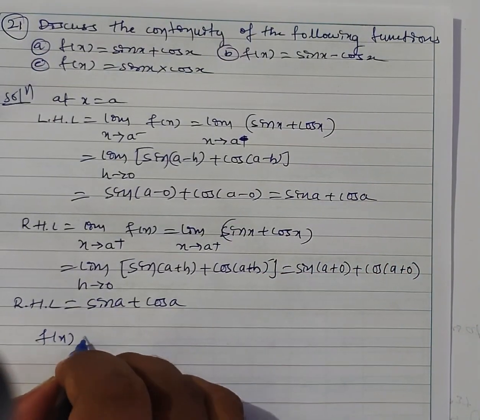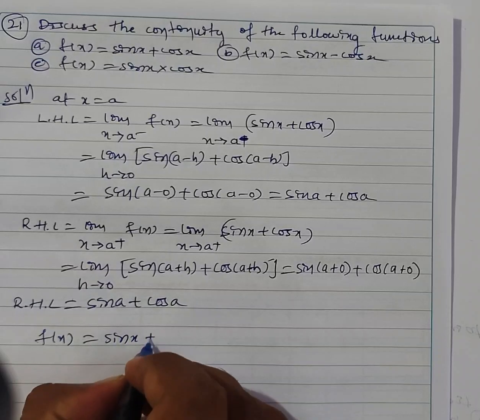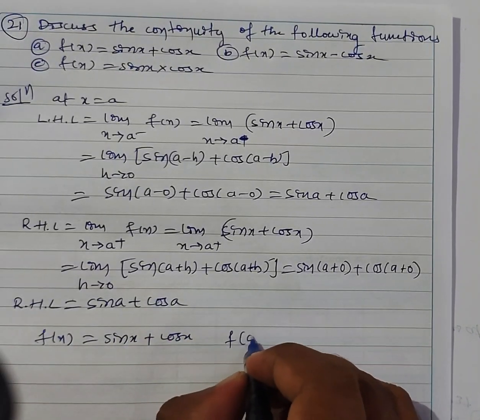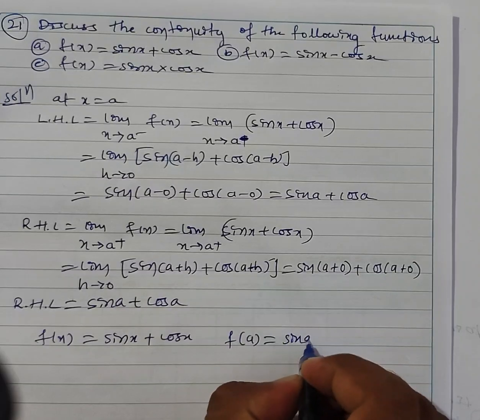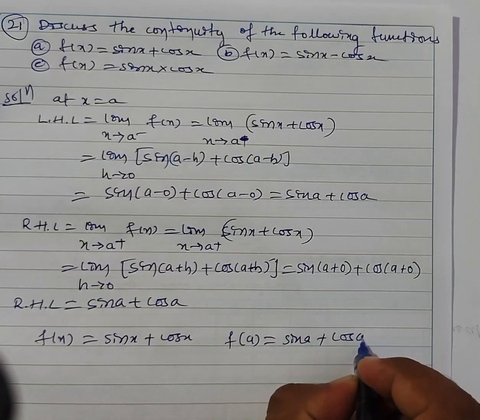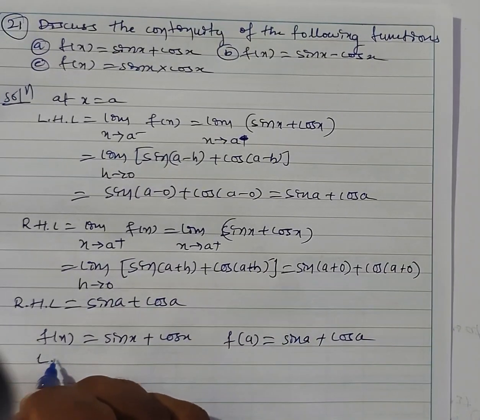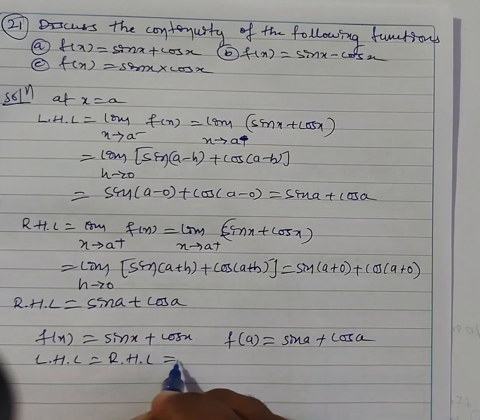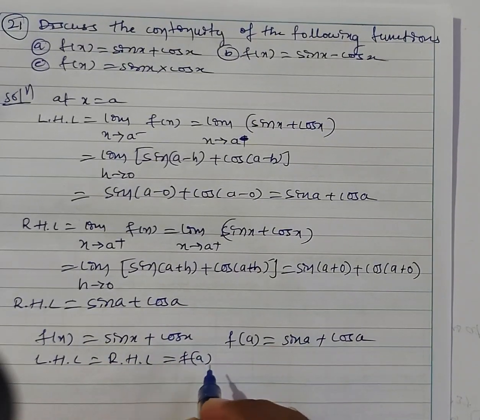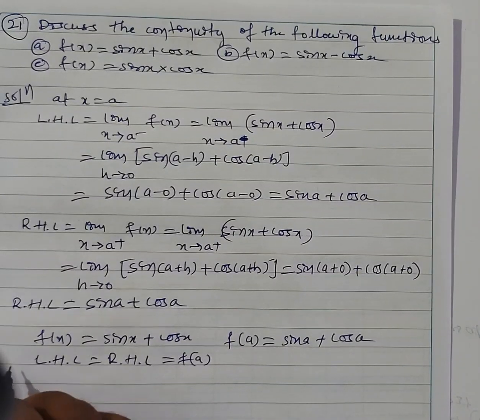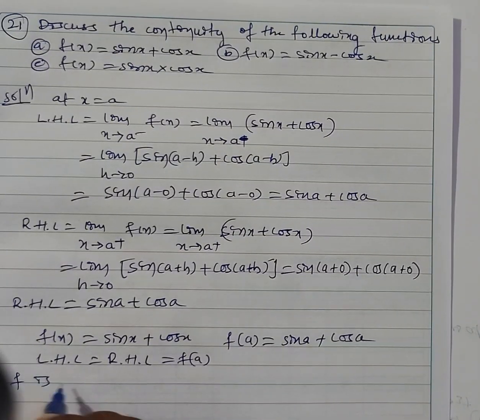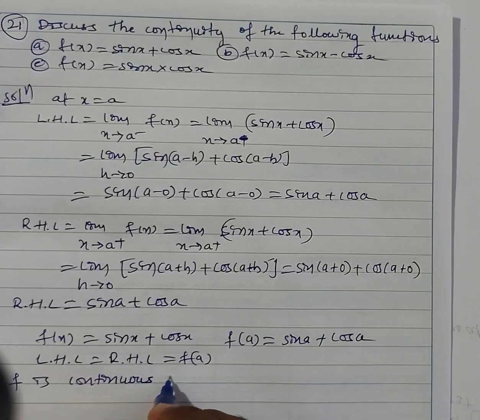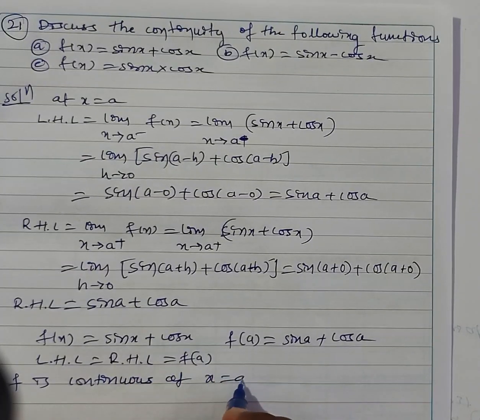What about f of a? f of x is equal to sin x plus cos x, right? So f of a is equal to sin a plus cos a. Okay, right? So then left hand limit equal to right hand limit equal to f of a, right? The function is continuous. f is continuous at x is equal to a.